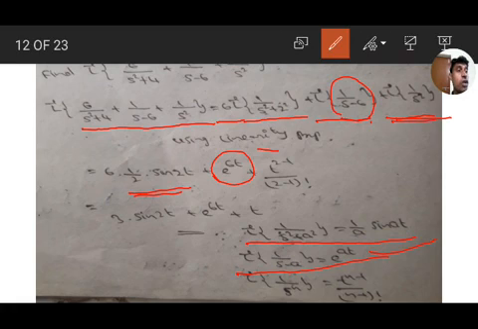For L inverse of 1 by s square, use the formula L inverse of 1 by s to the power of n is t to the power of n minus 1 by n minus 1 factorial. Here n equal to 2. So t to the power of 2 minus 1 by 2 minus 1 factorial means t to the power of 1 by 1 factorial, which means t. Therefore the answer after simplification is 3 into sin 2t plus e to the power of 6t plus t.